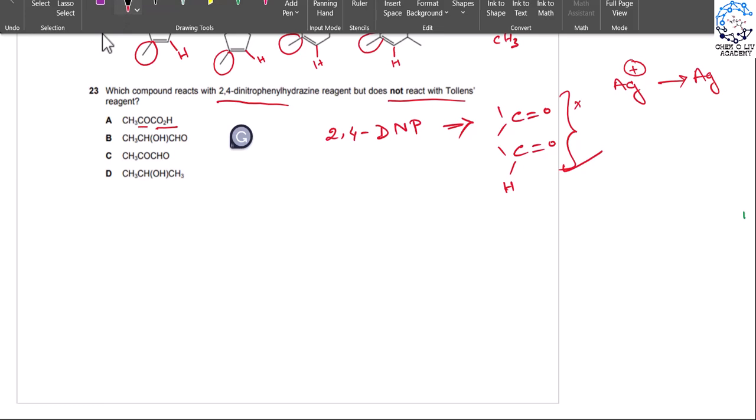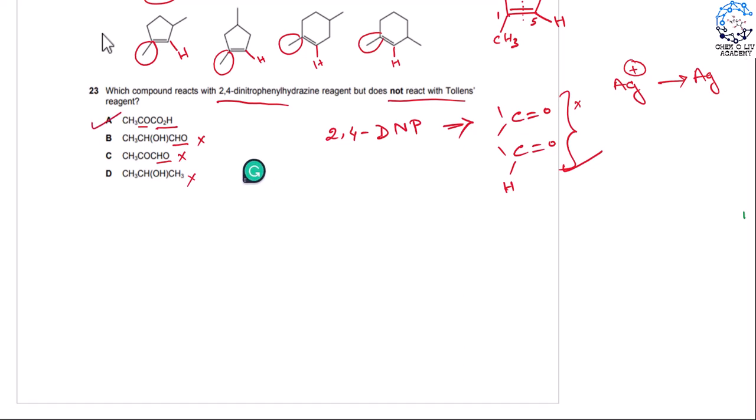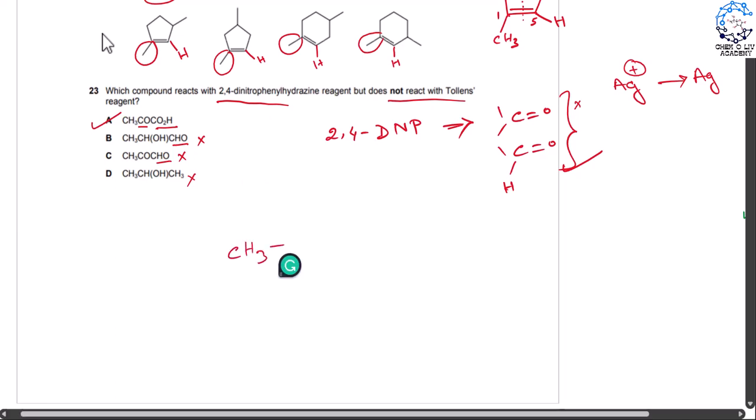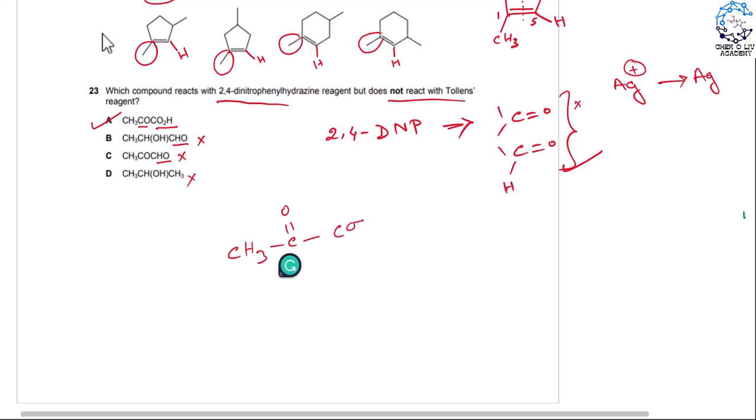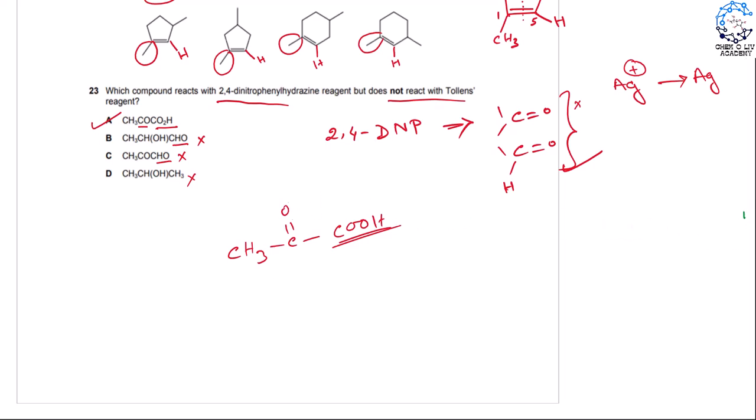Okay, let's see the next option. There is no CO group and there is a CHO group, so that got cancelled out. There is a CHO group, cancelled out. In the third, there is no CO, no CHO. So all these three options are cancelled out, and this option is your correct option. Because CH3CO, that means the CO group is going to form the 2,4-DNP test, and COOH is not going to react with Tollens reagent. Okay, great.